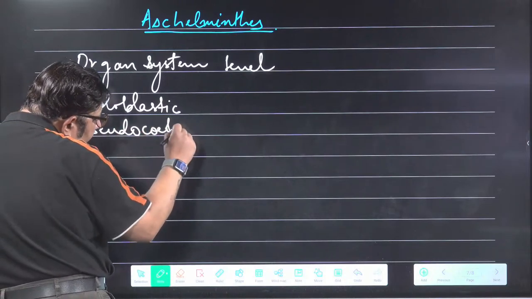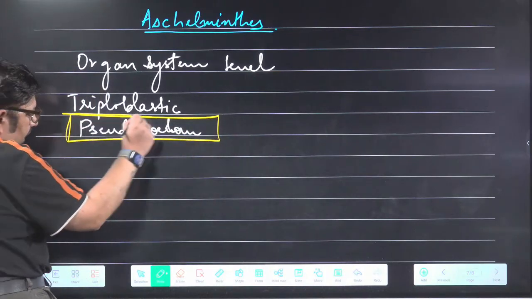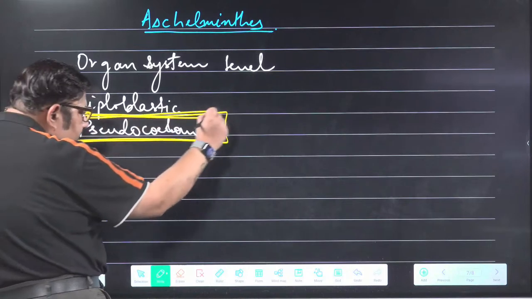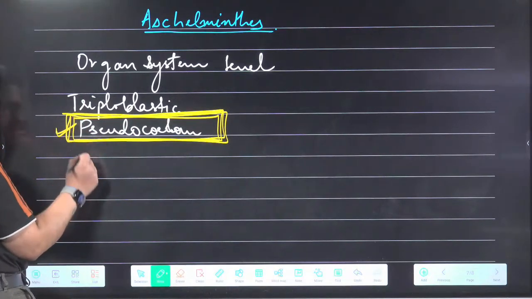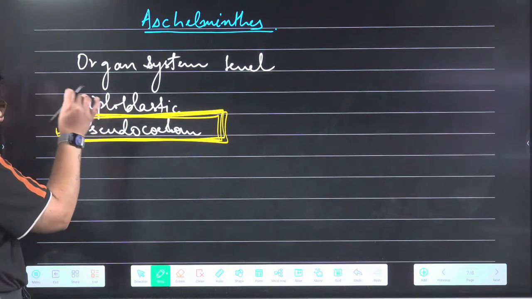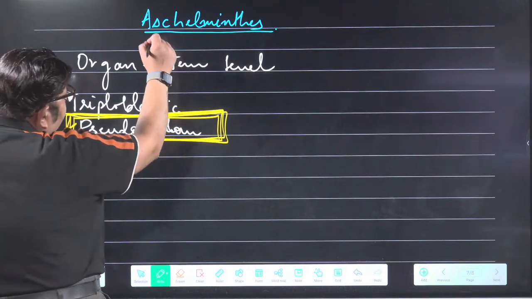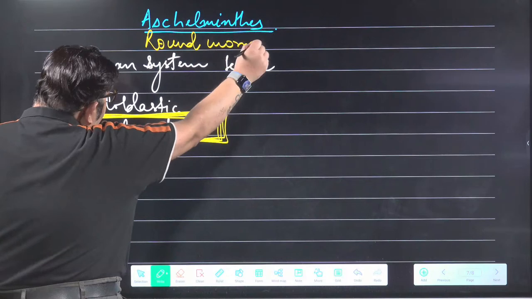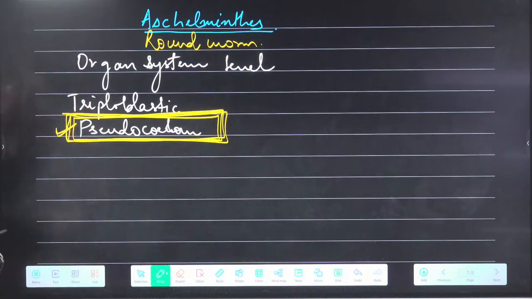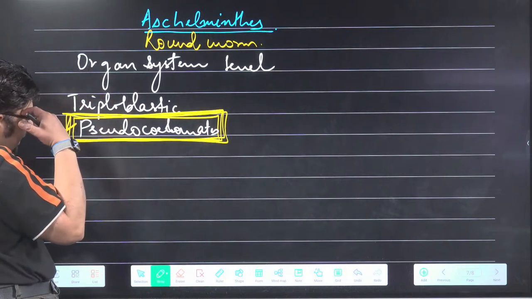And let me tell you very honestly, for most of the questions, this particular fact, pseudocoelom, is enough to give the correct answer. You can identify by pseudocoelom that it cannot be any other animal in the entire Animalia. If pseudocoelom is there, it means it is a roundworm. So organ system level, triploblastic, and pseudocoelomates.